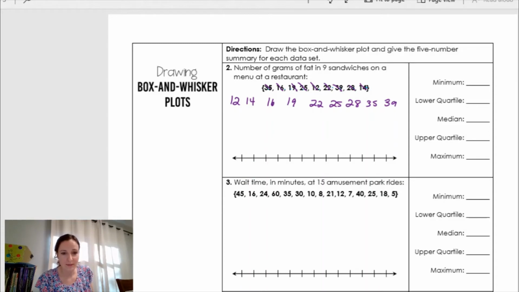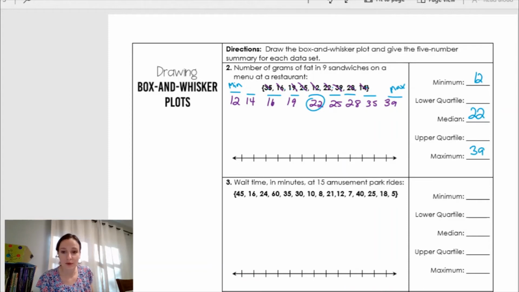Okay, let's first start by finding the median. Okay, so remember we said to do that would be to come from each direction. So 1, 1, 1, 1, until you find that middle value. So we found it here. Okay, so your median is going to be 22. That's the very middle number. Okay, and then the next easiest ones would be your minimum, right? Your smallest number, and your maximum, which is the biggest number. So your minimum is 12, and your maximum is 39.